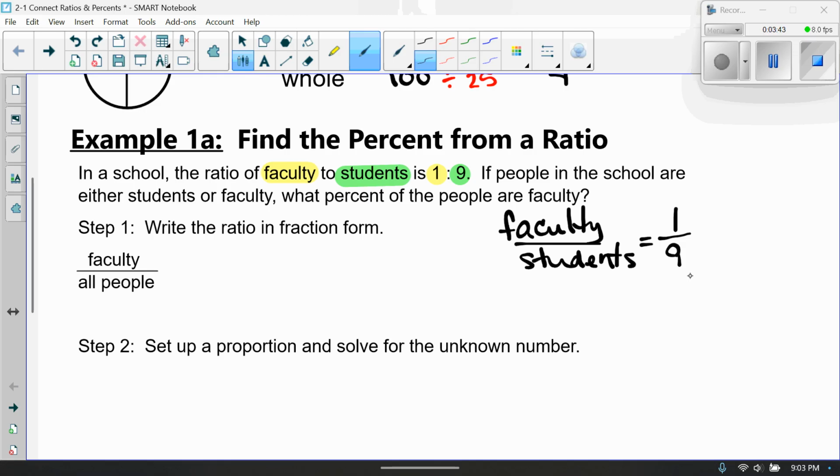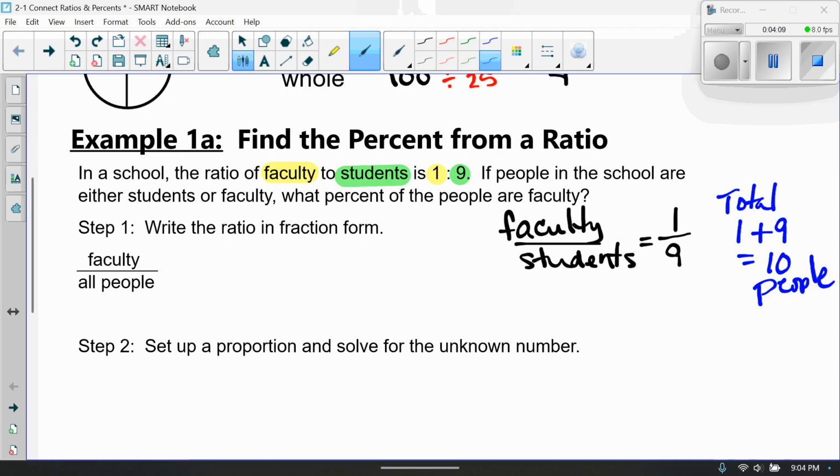Now, if we're looking at all of the people, then you've got 1 faculty plus the 9 students. That's going to be a total of 10 people. So that's 1 plus 9, that equals 10. So 10 people.